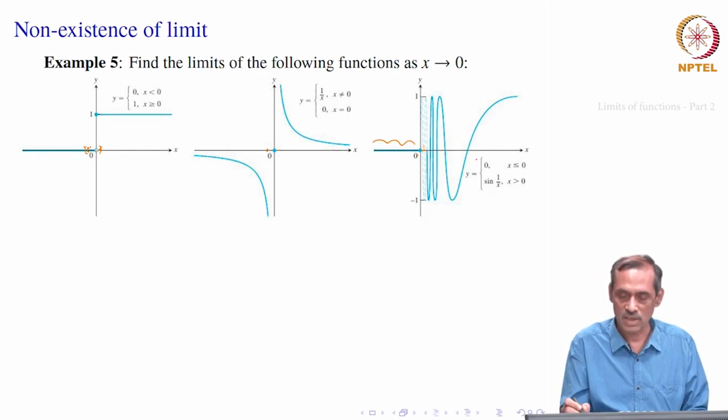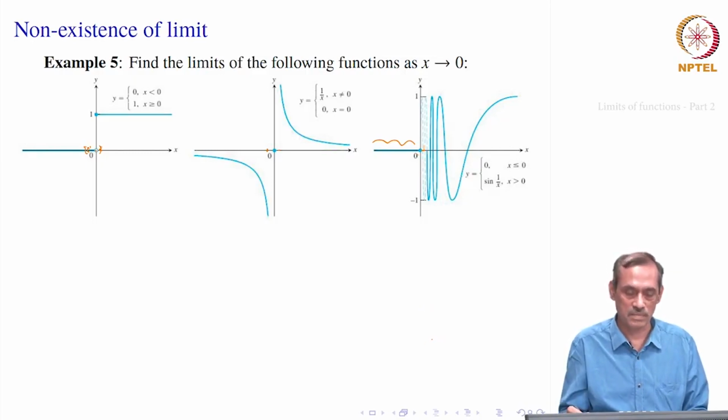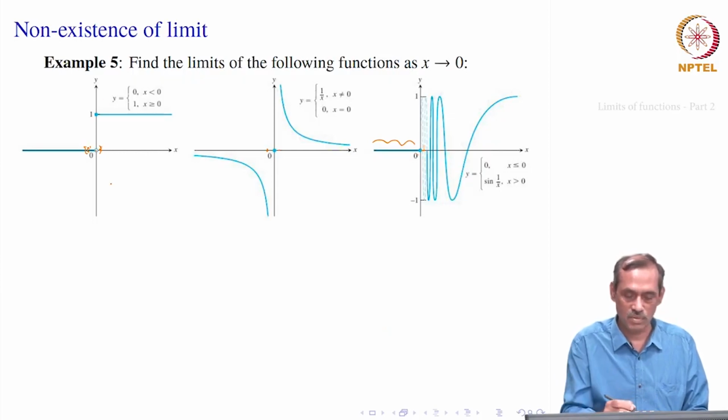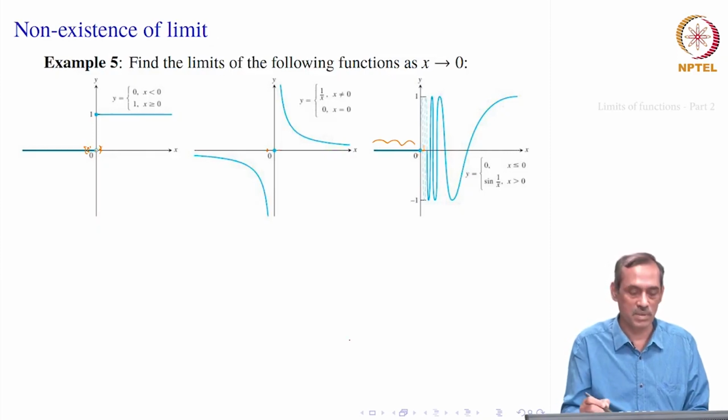These three cases are different. These are various ways the limit may not exist. It can jump between two numbers, or it may not remain close to any number, with one side becoming very large and the other very small. And here it is really bounded between minus 1 and 1, but it does not remain near any number. It is oscillating between minus 1 and 1 and any number between that. That is how a limit may not exist.